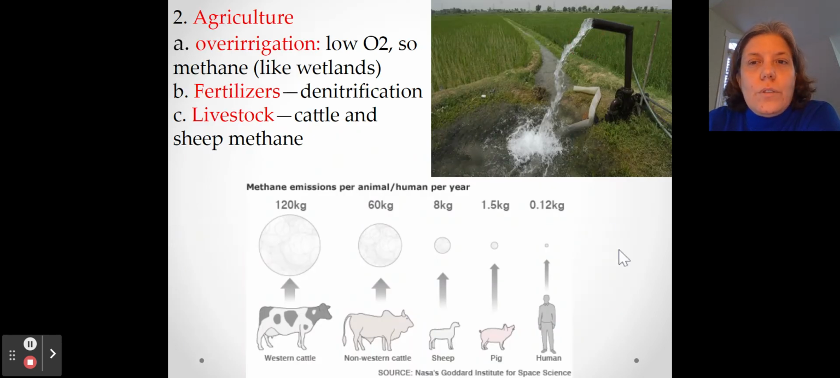Agriculture is another source of greenhouse gases in a couple different ways. Over-irrigation: if we water too much, it ends up making low oxygen conditions, so methane might be released in some agricultural situations. Then we have fertilizers, which go through some denitrification, which would add nitrous oxide to the atmosphere. And then we have livestock. Cattle and sheep release methane into the atmosphere, mostly through burping.